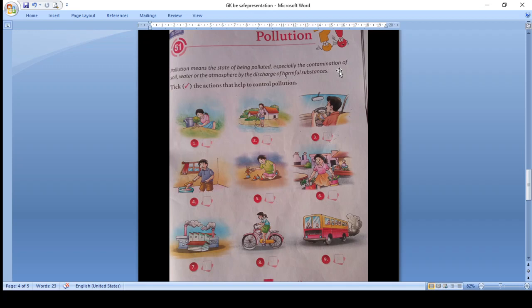contamination of soil, water, or atmosphere by harmful substances. Take the actions that help to control pollution. Right? We have to tick the option that will help us to control the pollution. Now, in the first picture, she is just planting a tree, right? So it is helping nature, right? So put a tick on that.